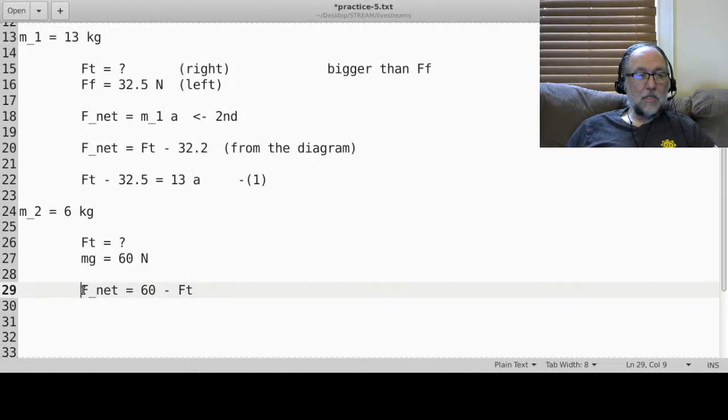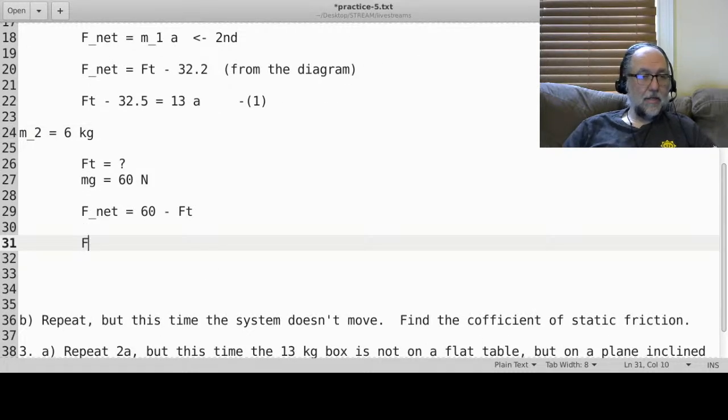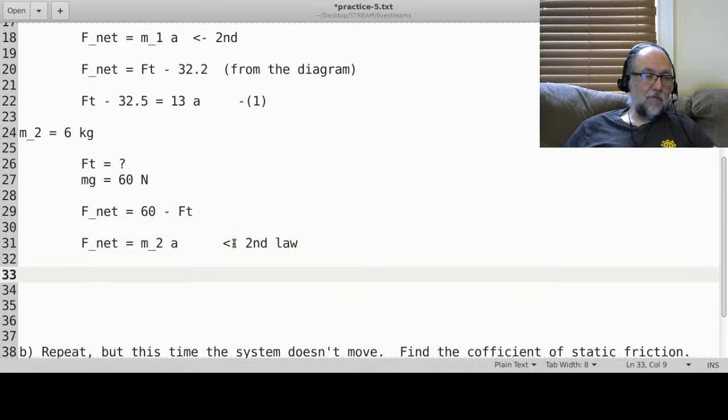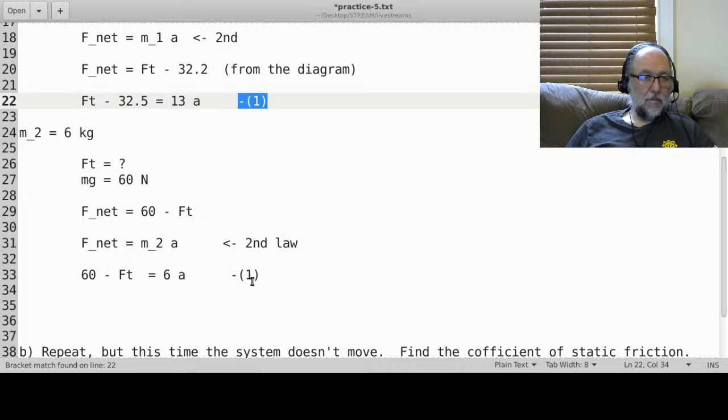When you've gotten as far as you can with F net, realize that F net is equal to ma, and this m is m2, so it's m2a. Why can you say F net is equal to m2a? That's Newton's second law. That's why F net is so important. As soon as you get F net, remember Newton's second law. Now for F net, we put in 60 minus Ft, and that equals m2, which is 6, times a. We don't know its value, and there's our equation number 2.